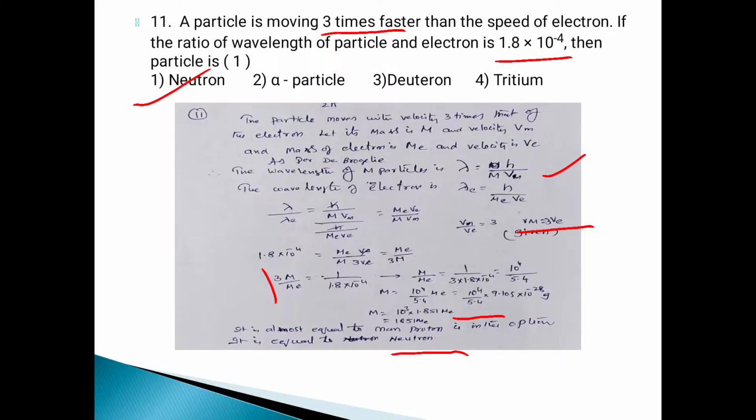Alpha particle is what is called a helium nucleus, and deuteron is hydrogen with 2 nucleons. Tritium is 3. So the clear option is neutron only. You can usually understand what is in the options, what things have been given, and what they are. If you know that, you can easily put the answer.